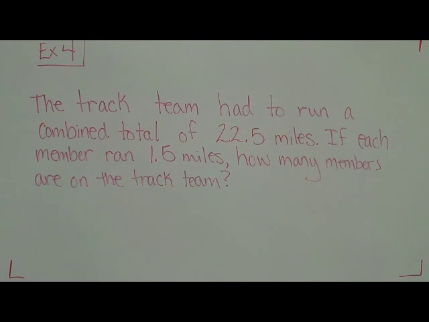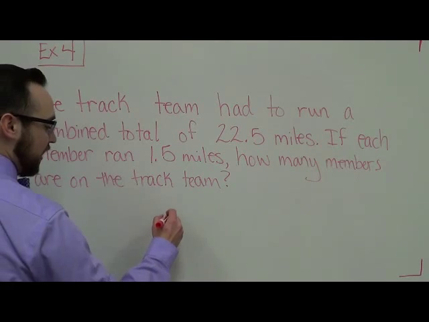So the first thing we want to figure out is what are we dividing? Well, there's a total of 22.5 miles. And we want to divide that by 1.5 to figure out how many total people ran. Because if you think backwards, 1.5 times what is going to get us to 22.5. So to undo that and go backwards, 22.5 divided by 1.5 will give us that answer.